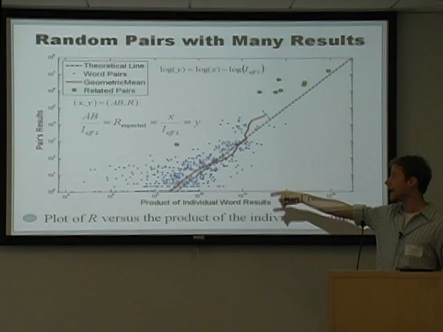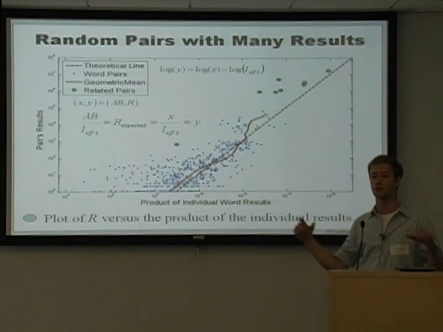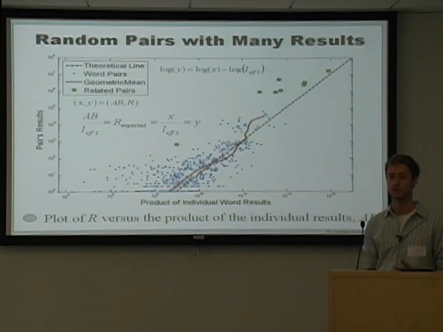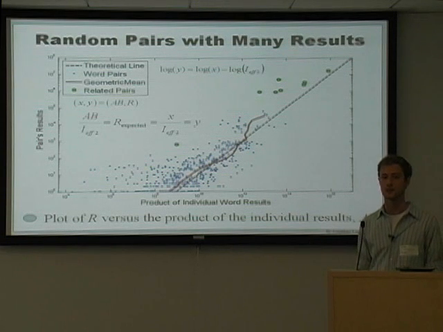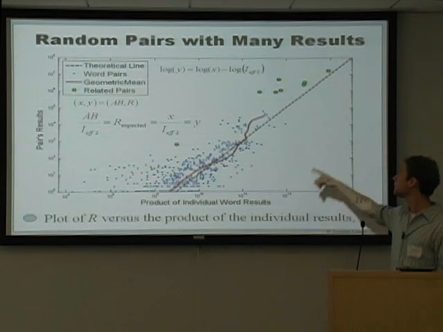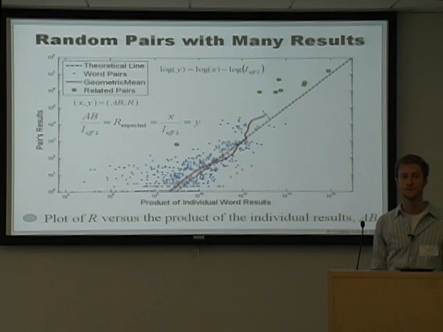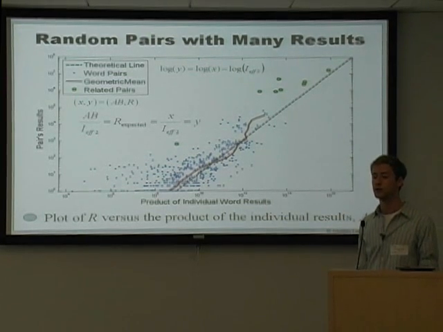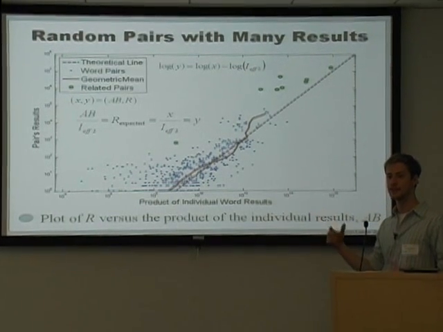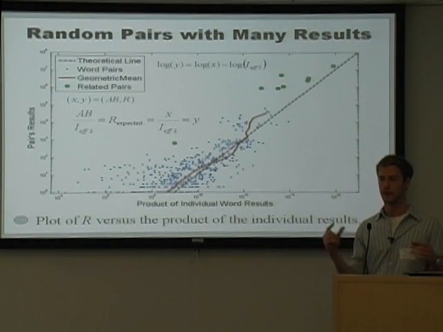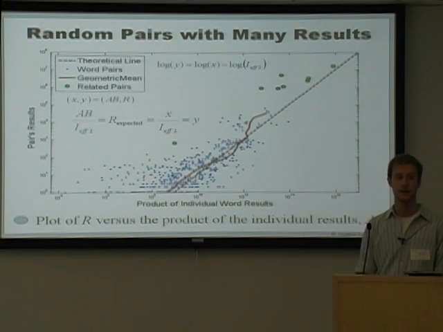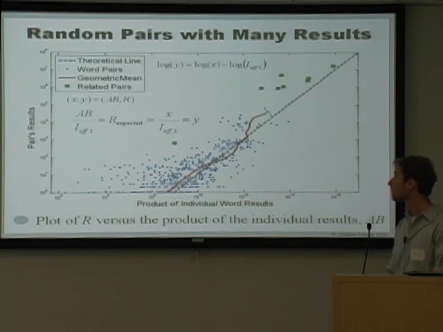In this case, the y-axis is the number of results for both words together, and the x-axis is the product of the individual word results. That's A times B, which for a given number of results should be constant. And it should follow the black dashed line. And in fact, if you look at the cloud of points, it pretty much does. And it's even clearer when you look at the geometric mean. That's the red line, taking a geometric mean for any given result R. We see that the red line follows the theoretical line rather closely.